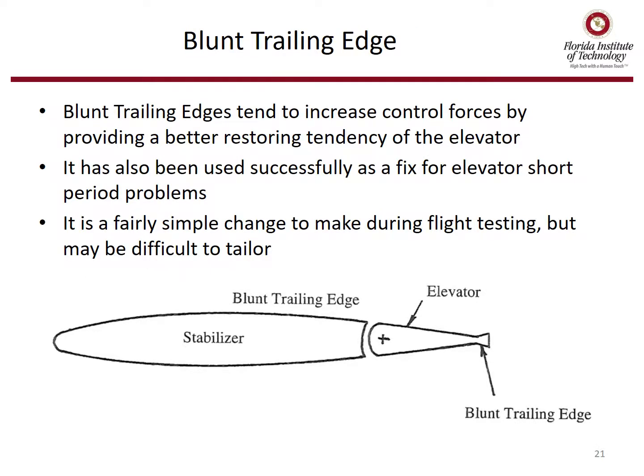Adding blunt trailing edges tends to increase control forces by providing a better restoring tendency of the elevator. It has also been used successfully as a fix for elevator short period problems. It's a fairly simple change to make during flight testing, but may be difficult to tailor.